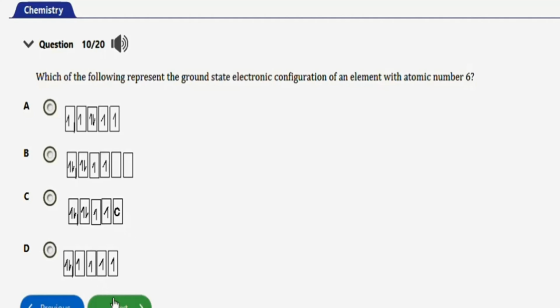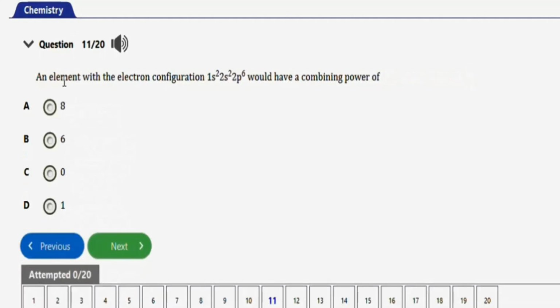So next question will be this one. It says an element with the electron configuration would have a combining power of 0. So this is a noble gas. This is neon. Alright, atomic number is 10: 6 plus 2 plus 2, that's 10. So noble gases or inert gases have no combining power because they already have stability. Alright, so they don't need to get into reaction again.